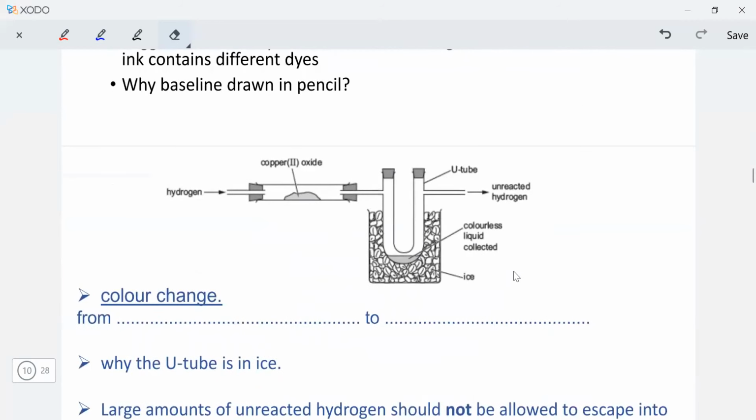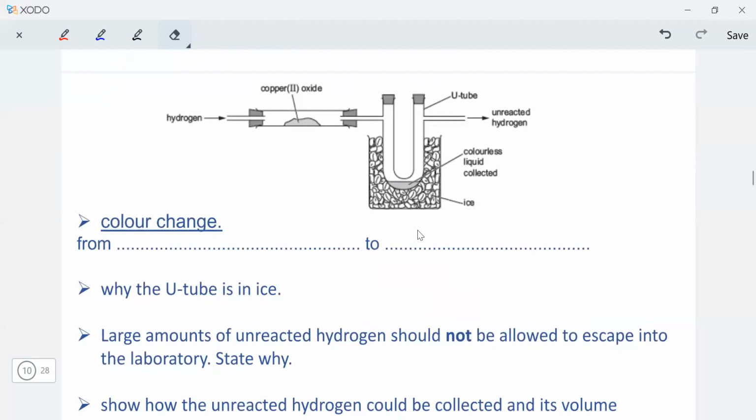Then here, why is the U-tube used in the ice? So what is the main function of inserting the U-tube inside the ice? The answer will be to cool down, so steam condenses and becomes a liquid. This is a question out of 2 marks. So again, the first mark is that you have to cool it down. And for the second mark, you have to say that the steam condenses and becomes a liquid.